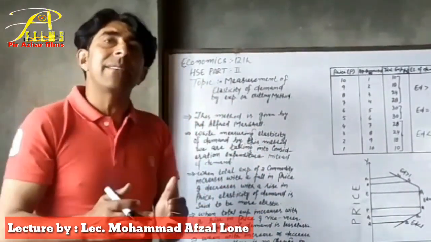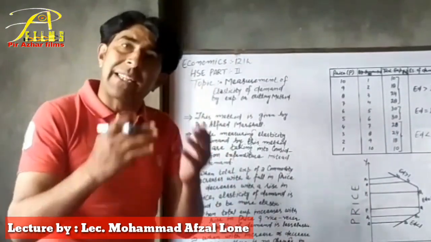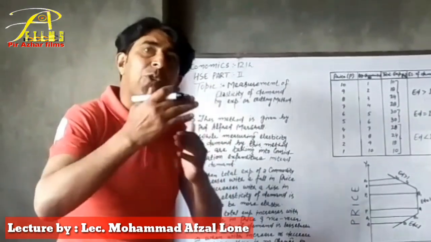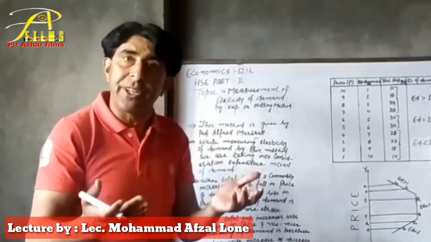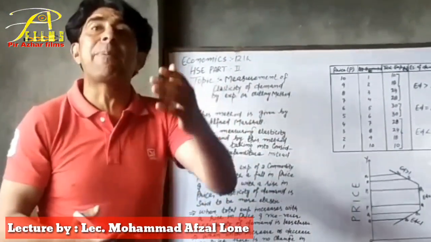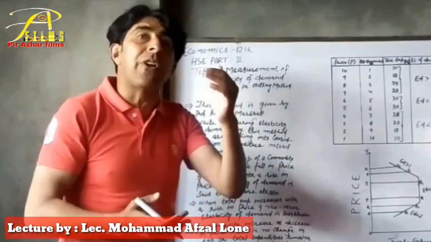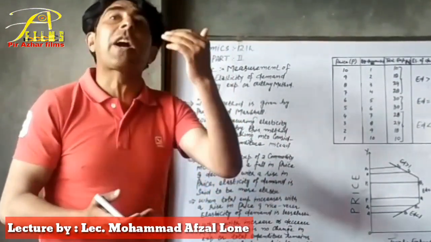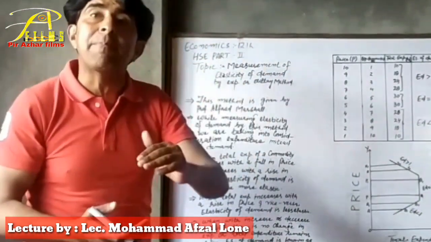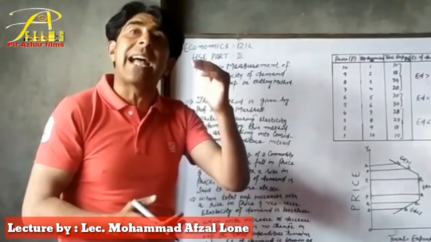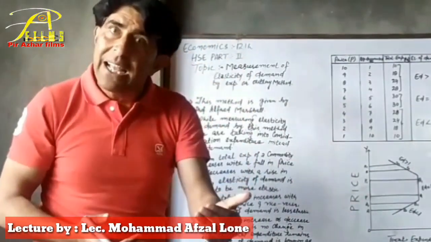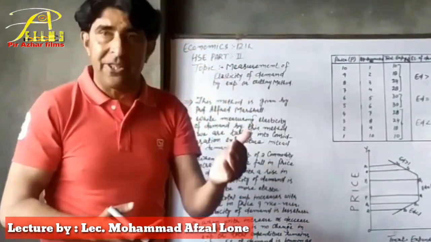Elasticity of demand is measured by this method by taking into consideration the change in total expenditure due to change in the price of the commodity. When total expenditure on a commodity falls with a rise in price and increases with a fall in price, elasticity of demand is said to be highly elastic, or more elastic, or relatively elastic.